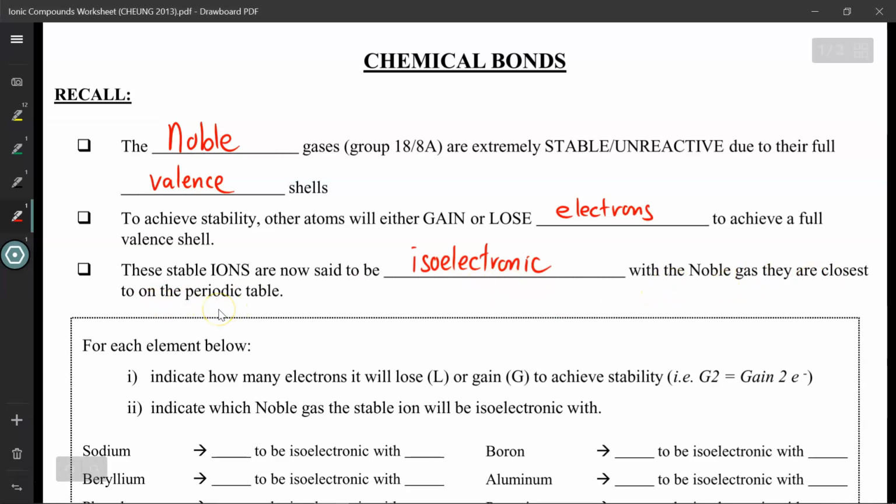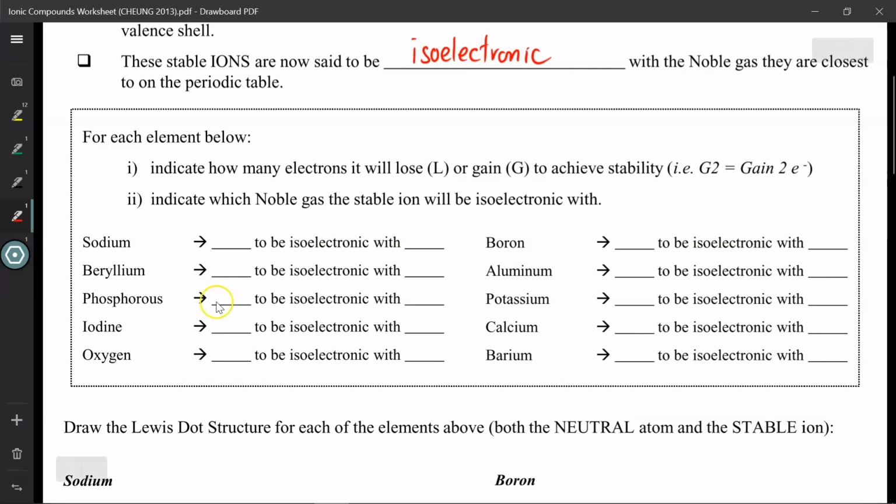table. So what I'd like you to do at this point is press pause, try out this section over here, and press play when you're ready. But let's go over one example together.